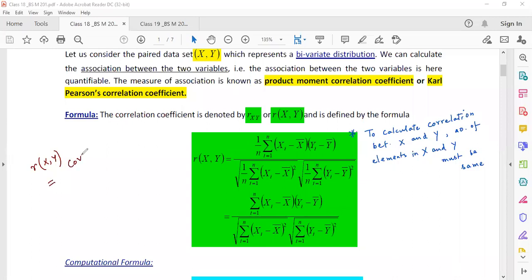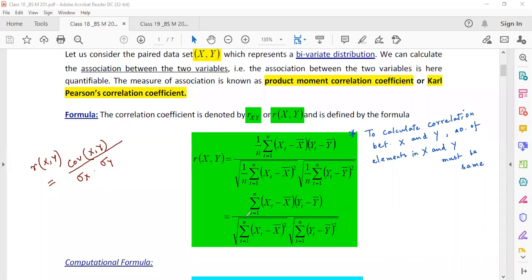Correlation is defined by the ratio of the covariance of XY, which you are already familiar with, by sigma X into sigma Y. Now look at this formula. Try to correlate the numerator and denominator in these two cases. The numerator represents the covariance between the two variables X and Y, and you know the formula is given by this, and the denominator is given by this.